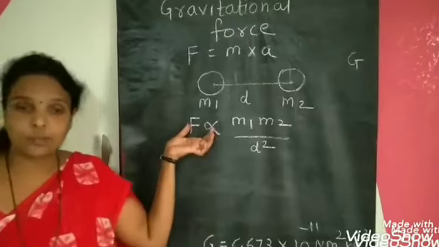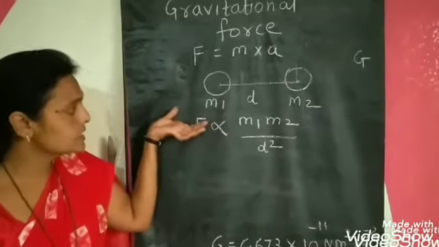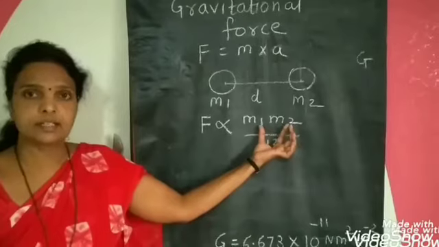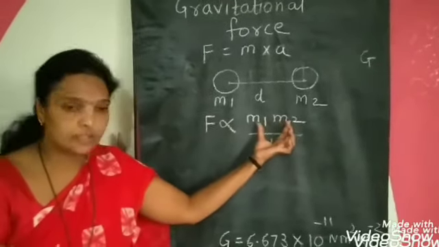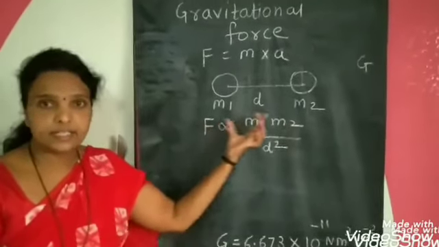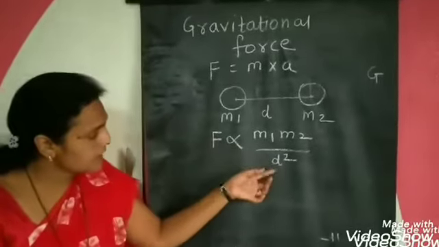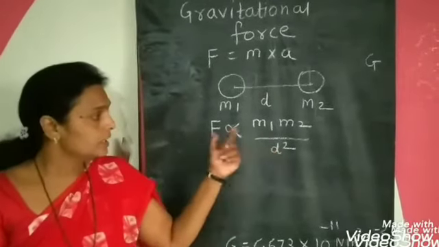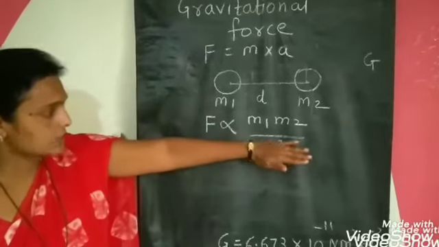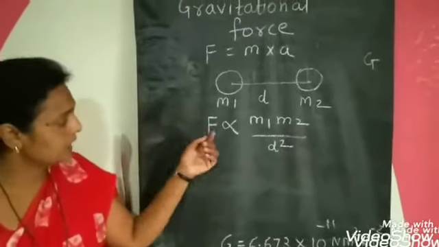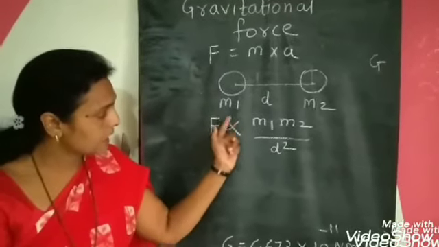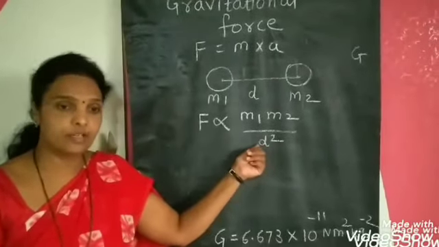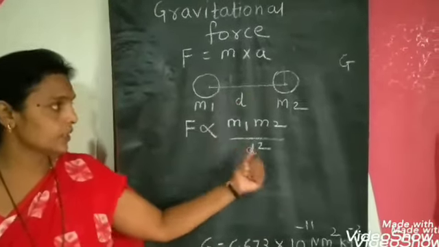What is meant by directly proportional? If the force is increased, the product of masses m1 and m2 will be increased. If it is decreased, then it will be decreased. Means it is directly proportional. And F is inversely proportional to the square of the distance between them. Inversely means what? If one is increased, the other will be decreased. So here we say that force is directly proportional to the product of the masses of the two objects, and it is inversely proportional to the square of the distance between the two objects.